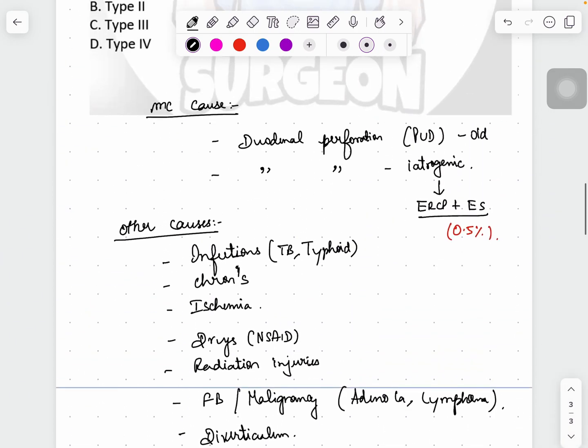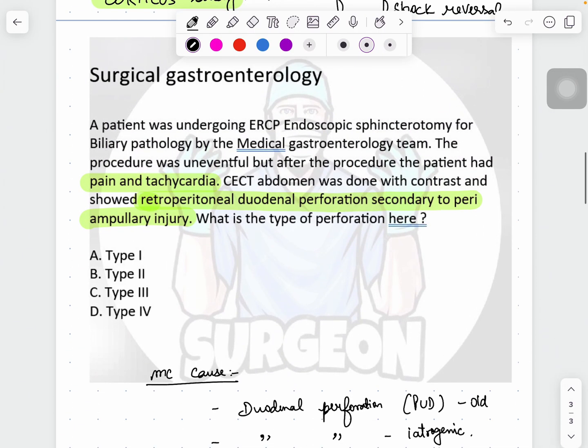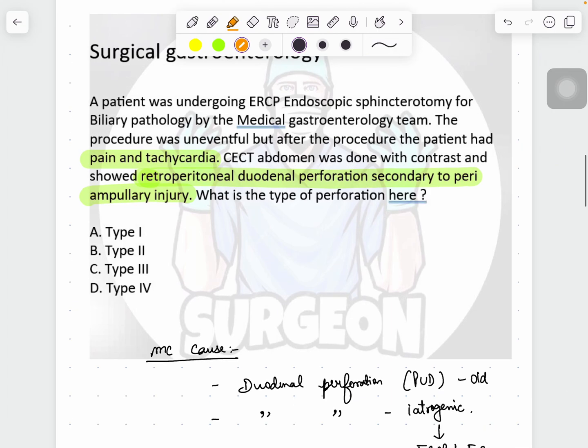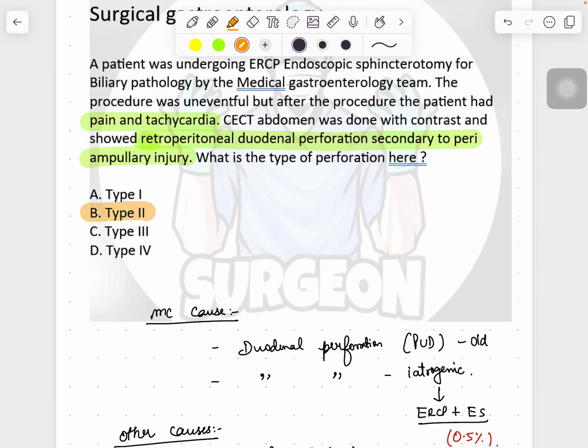So if we come to this question, this patient has a retroperitoneal duodenal perforation secondary to periampullary injury, and this comes under type 2.